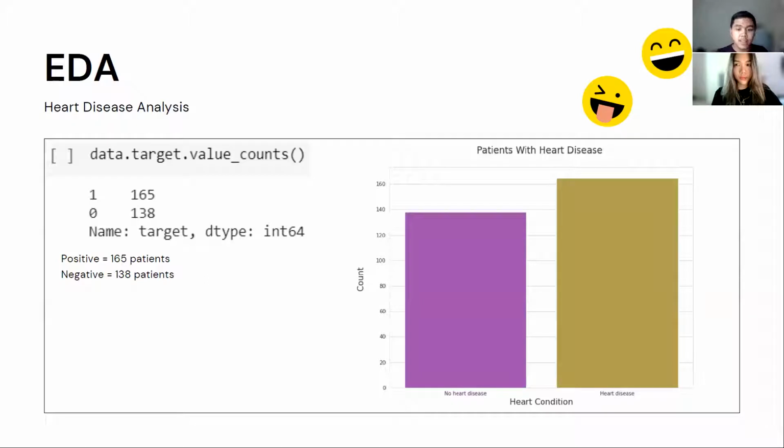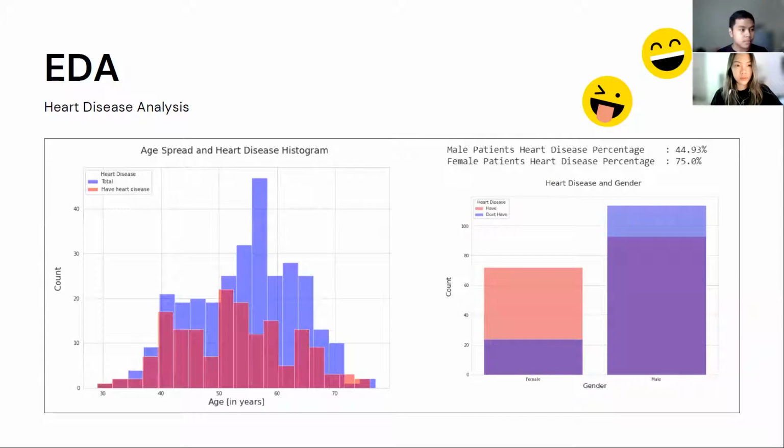Now, for heart disease analysis, the number of heart disease or CVD sufferers is balanced, with 165 patients having heart disease, while only 138 patients don't have heart disease. Now, we will analyze the spread of heart disease between age and gender features. We can see in the age and heart disease histogram that the dominating age is around the middle age group and elderly of 50 years old and above, with a considerable amount below that as well. For the gender feature and heart disease, we can see that the dominating percentage is female patients with 75%, while only 44% of male patients have heart disease.